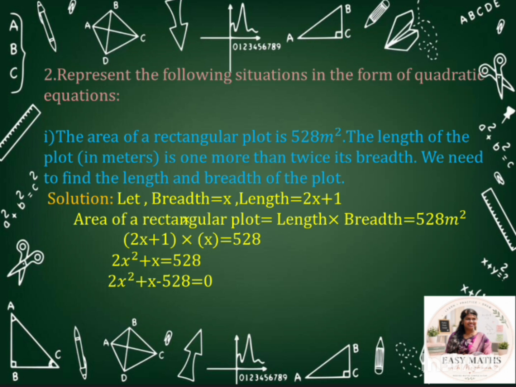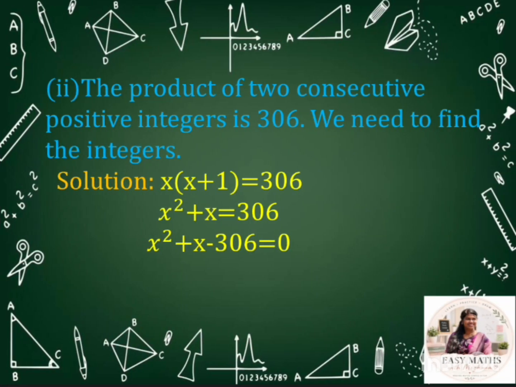Let me continue with the second problem. The product of two consecutive positive integers is 306. We need to find the integers. So here we take two consecutive positive integers whose product is 306. So I can write x into x plus 1 is equal to 306. So x into x is x square, x into 1 is plus x is equal to 306. The final expression is x square plus x minus 306 is equal to 0. So this is the final expression for the question.